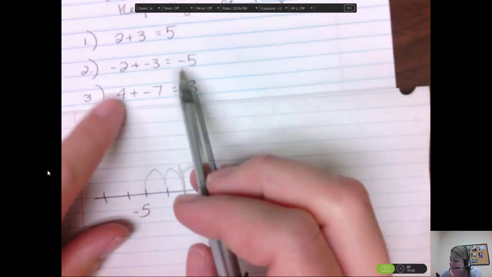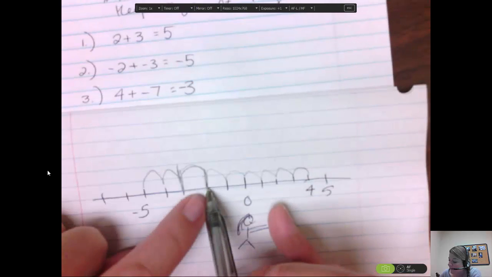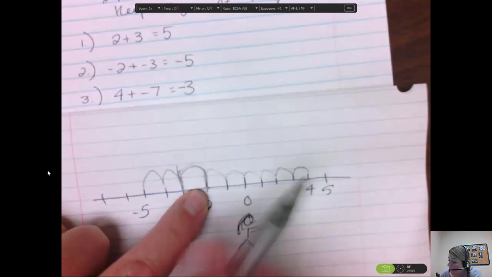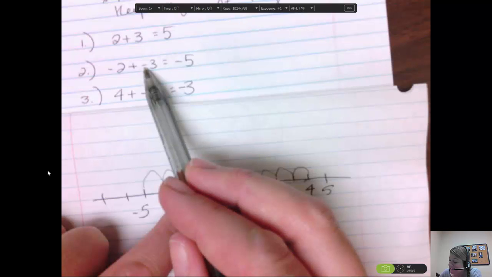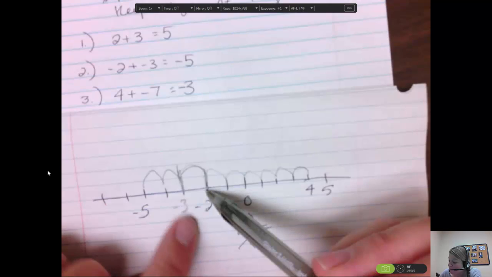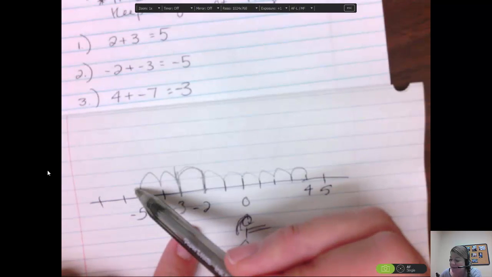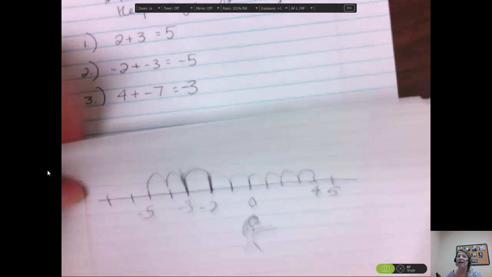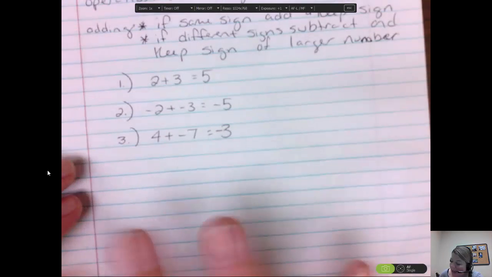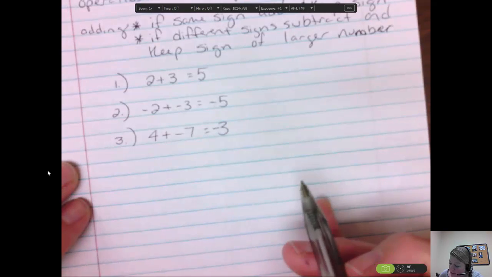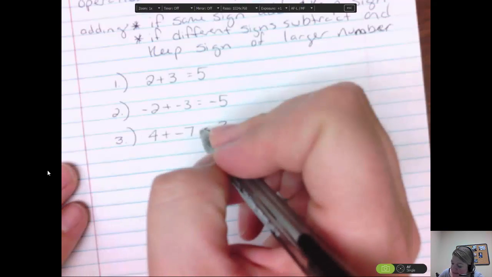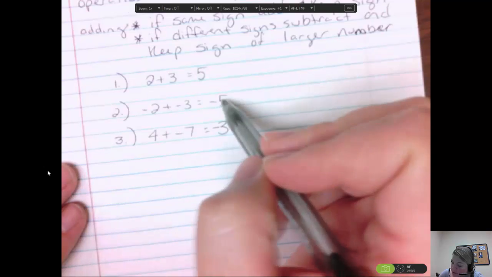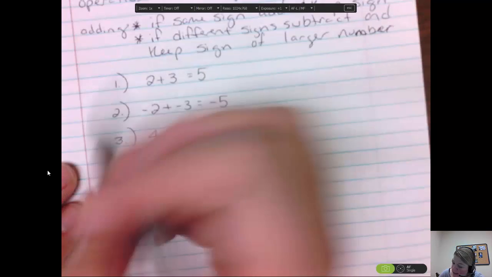For this problem, number 2, he would start at negative 2. He starts facing this way, but the second he sees this sign, he flips around and then goes 3 this way. Anyway, my little guy only flips around. It's a little trickier when we get into the subtraction and it's double negative, and then I can show you that again. So adding, these are all the scenarios you're going to see: opposite signs subtract, keep the sign of the larger; both the same signs, add and keep the sign.